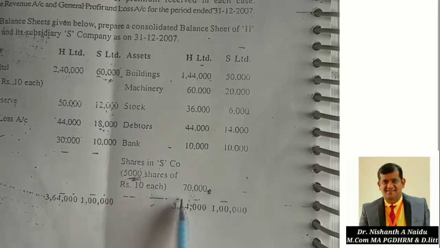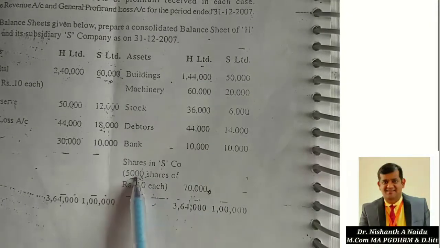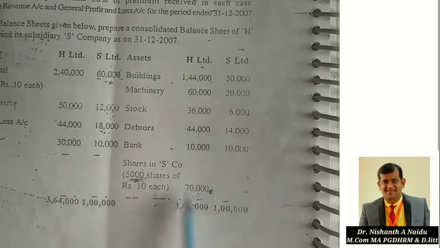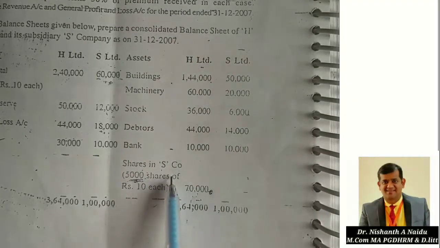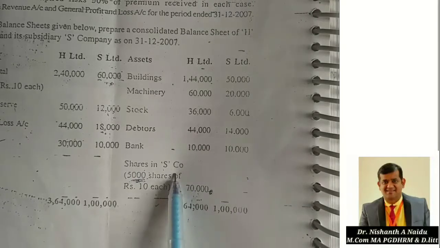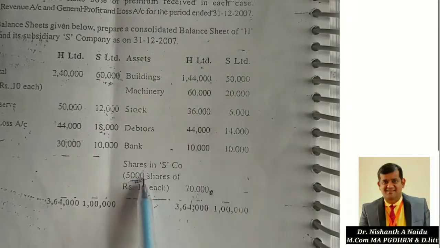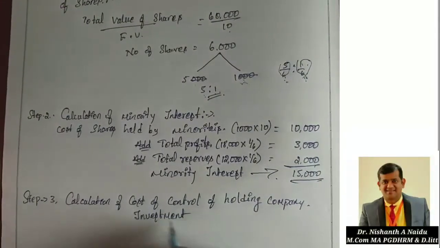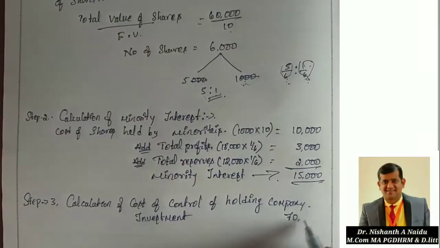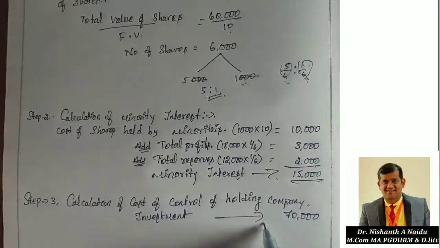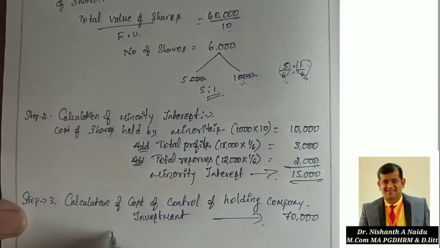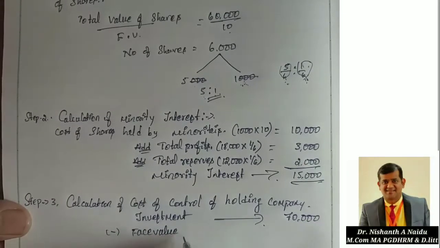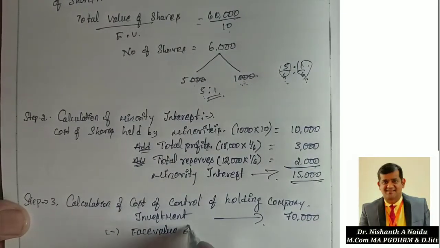Shares in S company. So how much value? 70,000. For 5,000 shares, how much have they paid? 70,000 rupees. Whenever you calculate the cost of control of holding company, you should consider this value. So investment made 70,000 rupees. Correct. So investment 70,000 less face value of shares.